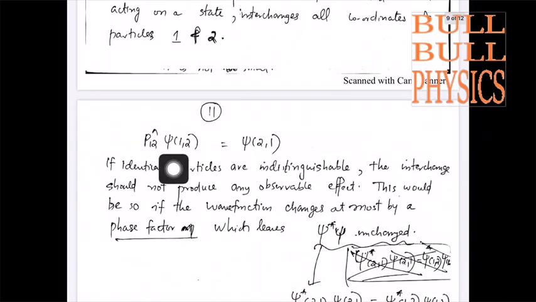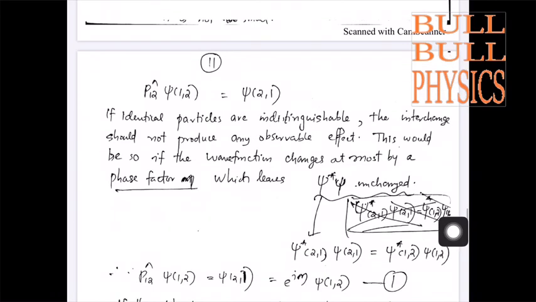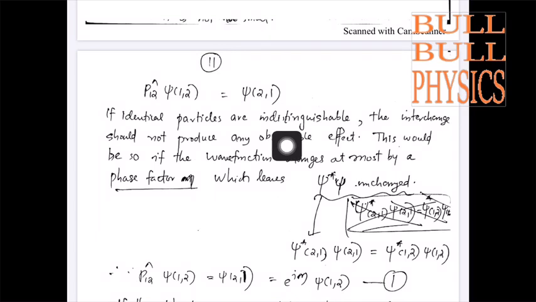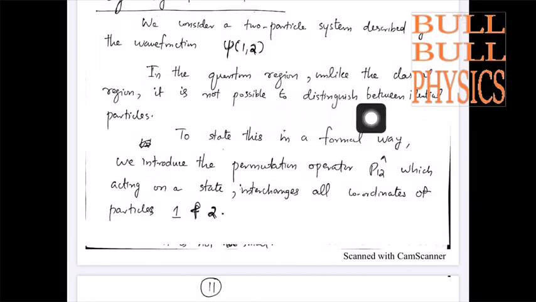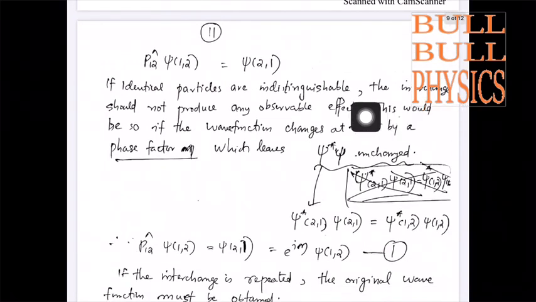So when P12 acts on psi12, I will get psi21. So this is the wave function, the state one obtains when we interchange the particles. Now if the identical particles are indistinguishable, in the quantum region the particles are indistinguishable, so the interchange should not produce any observable effect. There should not be any change, it should not produce any observable effect.